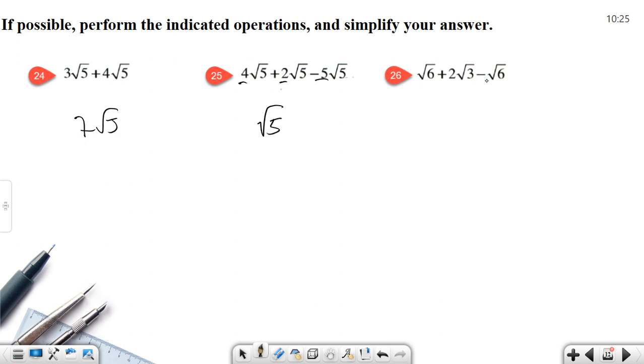Square root of 3 is not a like term. 6 minus square root of 6 is going to be 0. 2 square root of 3 plus 6, plus square root of 6 minus square root of 6. Let's save that one.